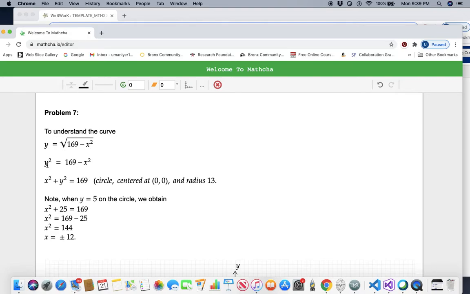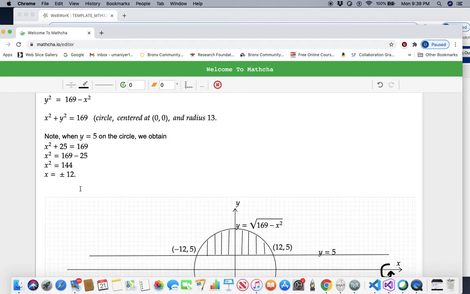You want to understand this curve. Square both sides. Y squared is 169 minus x squared. Move the x squared over. X squared plus y squared is 169. Now this is familiar. This is a circle centered at 0, 0, radius 13. That's the square root of 169. Now, so you have the circle.